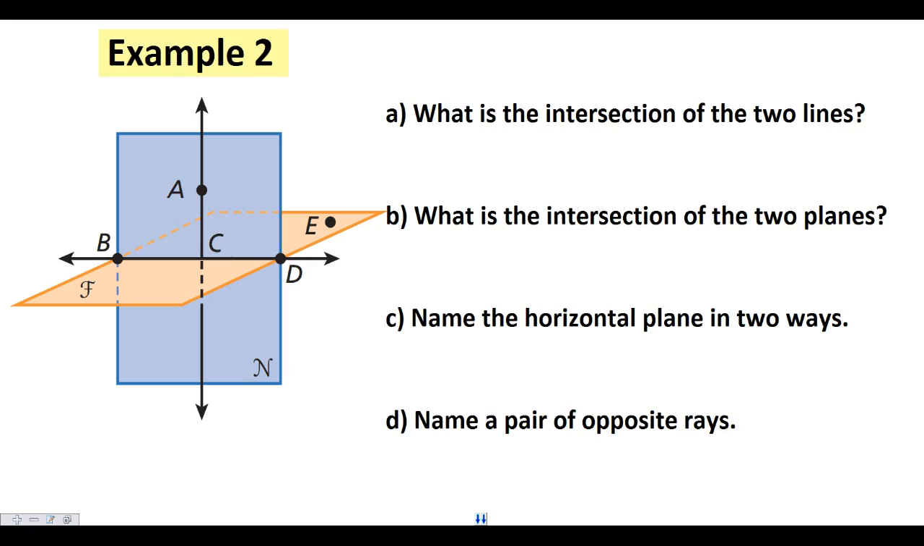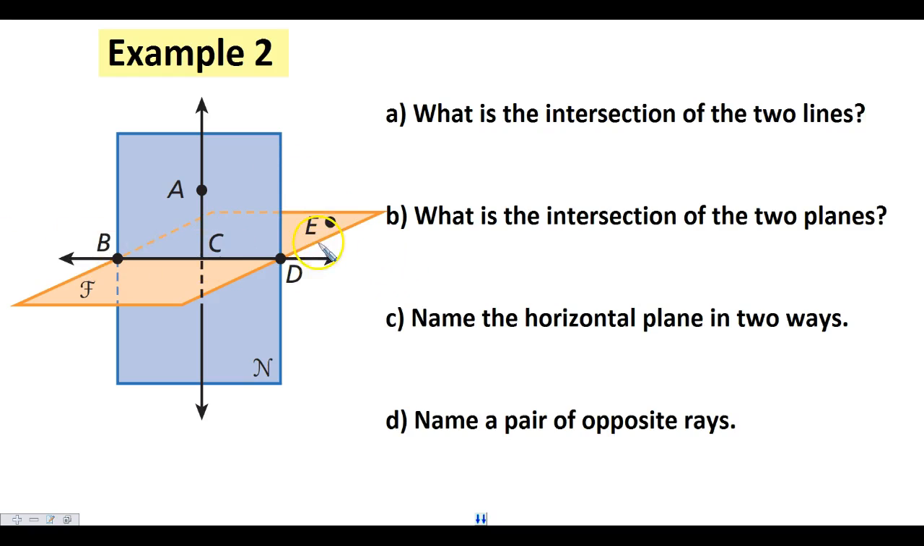Okay, we're looking at example 2. Notice that I have a blue plane that is vertical and an orange plane that is horizontal. So we want to look at the intersection of the two lines that are in this picture. So we want to find our two lines. So here's one line and here's another line.